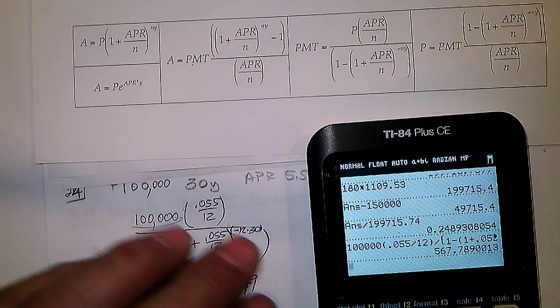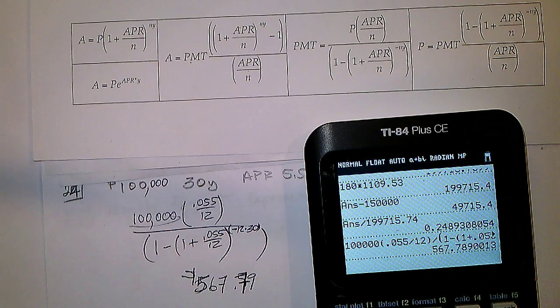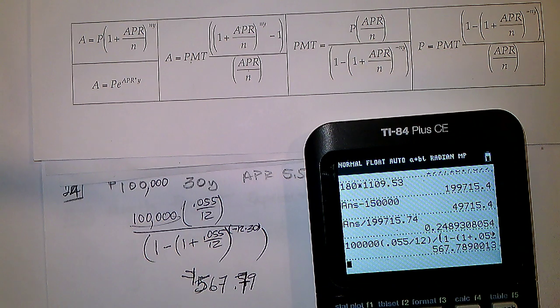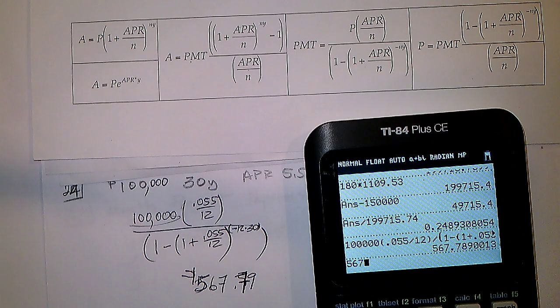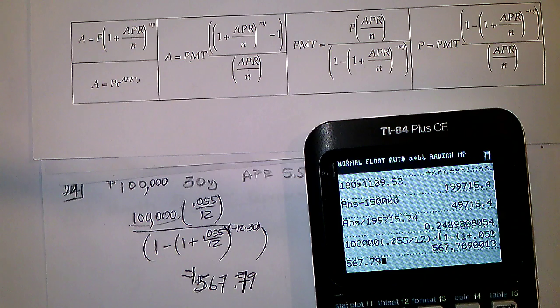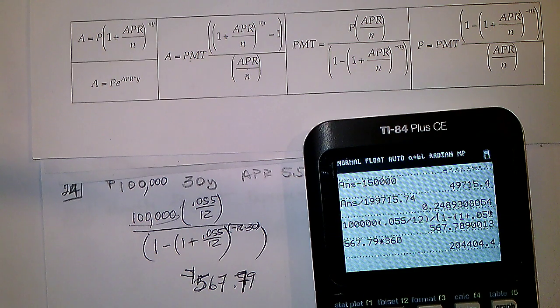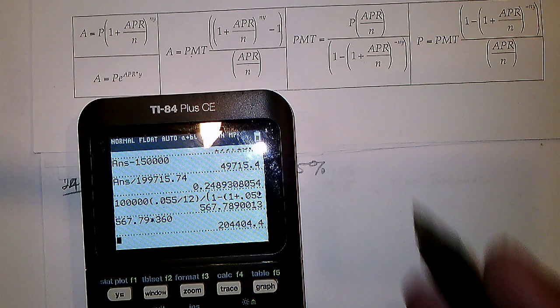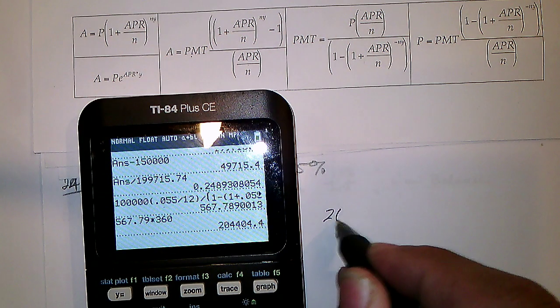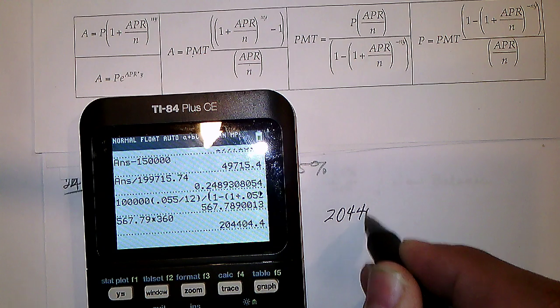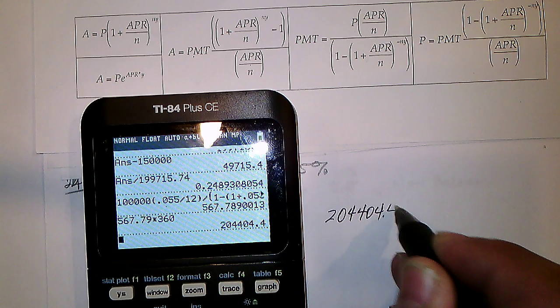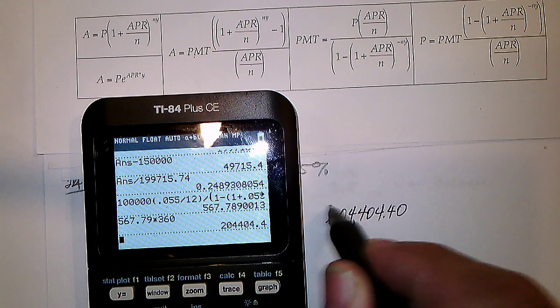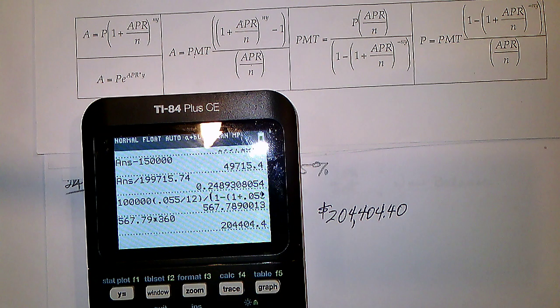So if we're paying it for 30 times 12, that's 360 payments. So I'll type this in, 567.79 times 360. And we're only borrowing 100,000, but we're paying $204,404.40. That's a lot of money for a $100,000 loan. We pay more in interest than the actual loan amount was.